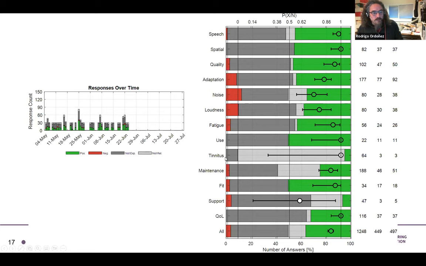If we look at another person who had a similar way of answering, we can see, for example, that this person has no problem with tinnitus, apparently, here. And most of the categories also show a reasonable acceptance of the hearing aid.